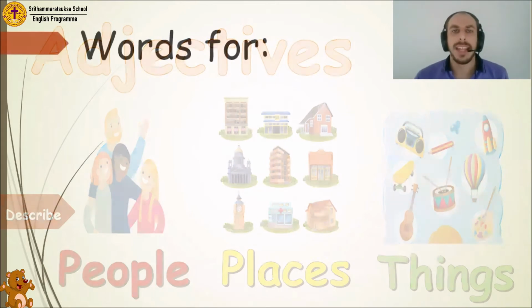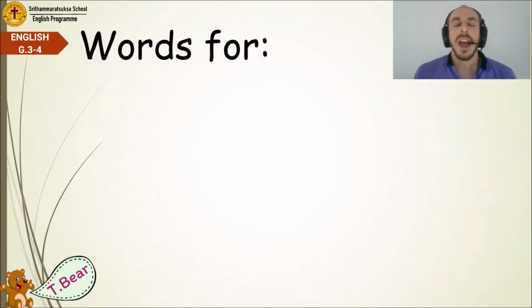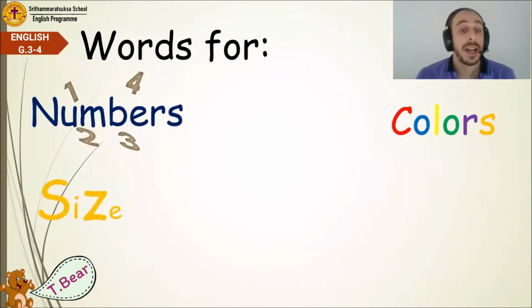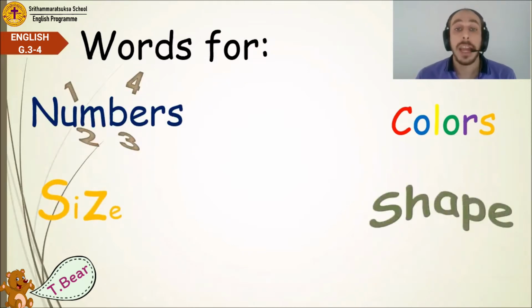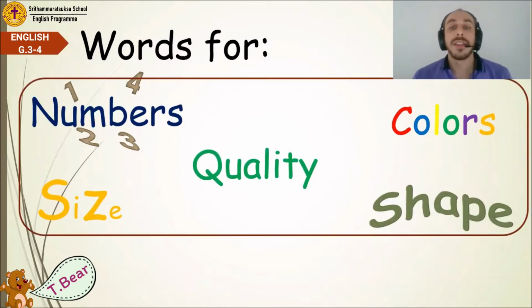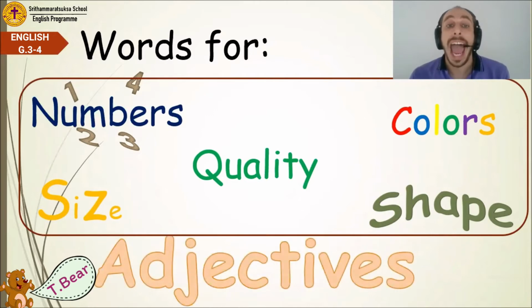But what do they tell us about exactly? When we're talking about adjectives, these are the words for things like numbers or colors, size, shape, and quality. These are just some examples of the types of words that are adjectives, okay? Let's look at some examples of each.